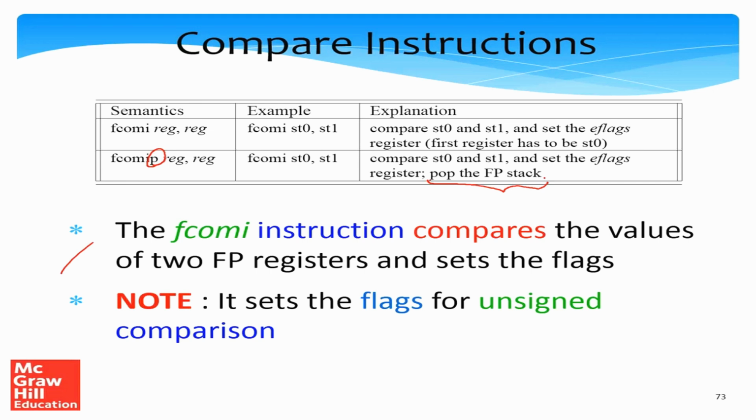So here is a very important point. A lot of students make mistakes in this point, and this is a very common source of bugs while writing assembly programs with floating point operands. So the source of the bugs is as follows.